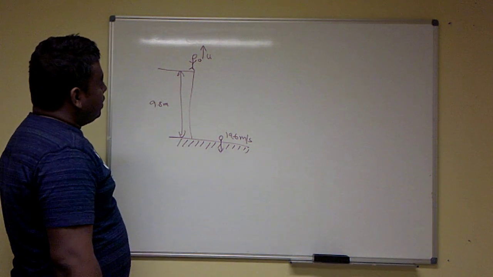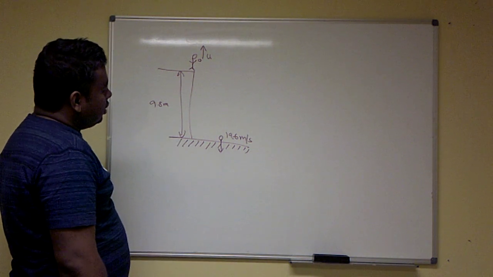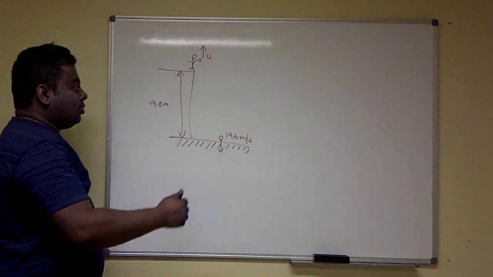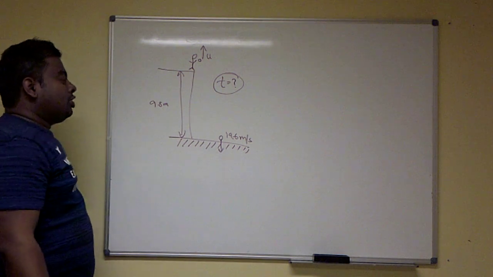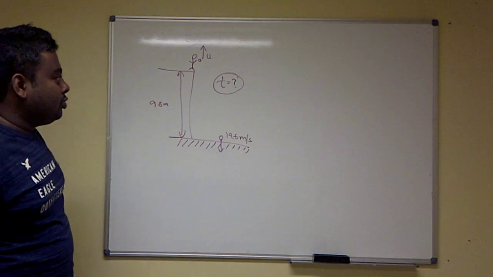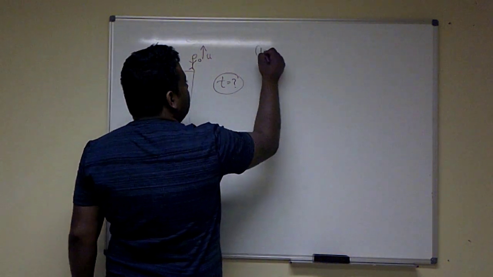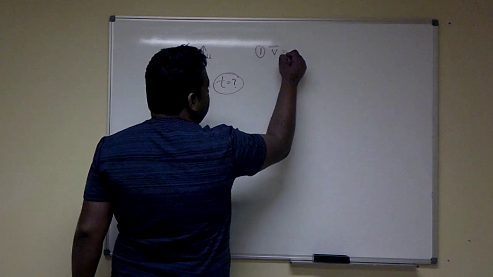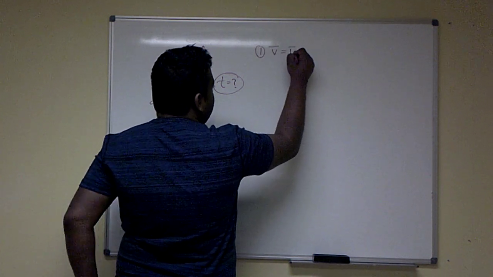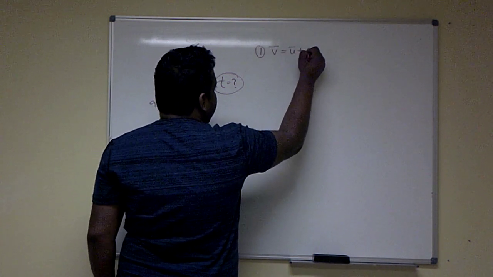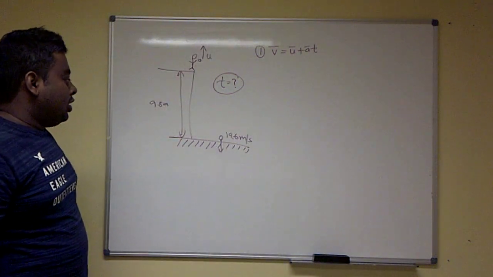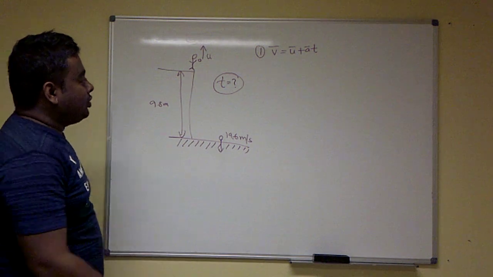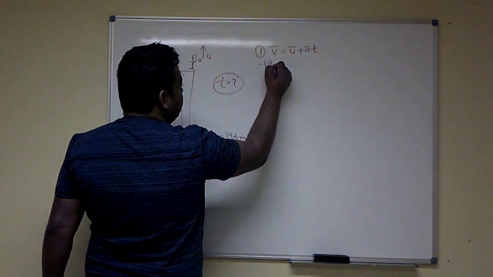We can certainly start since time is asked for. How much is the time? So we'll certainly use the first equation of motion. Think about the first equation of motion. It was vectorially written as v vector equals u vector plus a vector times t. The final velocity is minus 19.6 j cap.